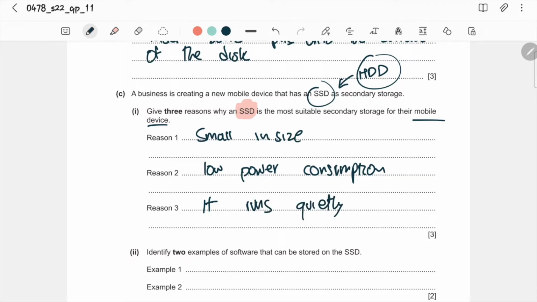You could also say that it is robust when dropped. HDDs are also robust, but this is more robust. It also has fast access, fast read-write speed, and so on and so forth.